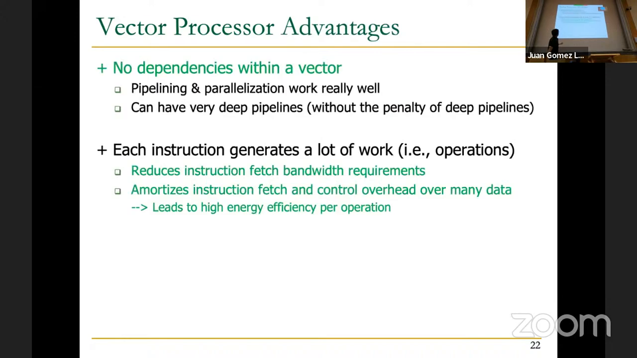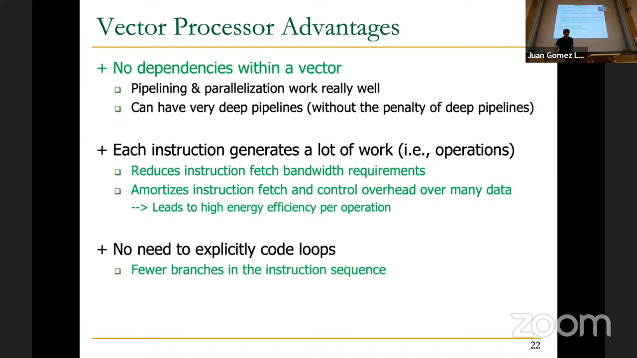So, advantages of vector processors: there are no dependencies within a vector, so they are good for pipelining and parallelization. Each instruction generates a lot of work. With one single instruction, you can operate on how many elements? VLEN elements, right? The vector length defines the number of elements that we operate on at the same time, and we only need a single instruction for that. So that's quite efficient because we don't have to go to the instruction memory all the time to fetch a new instruction, right? It's one instruction for many, many data.